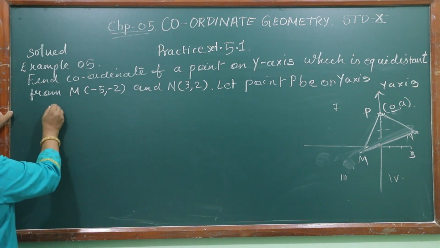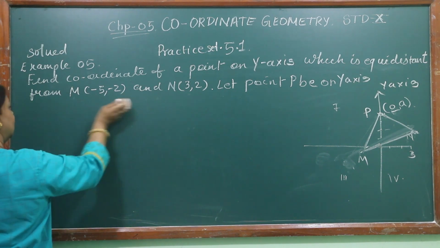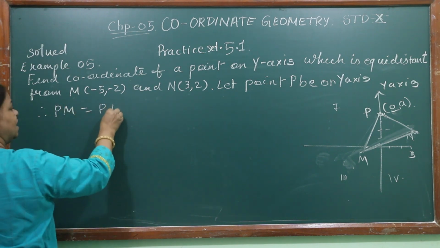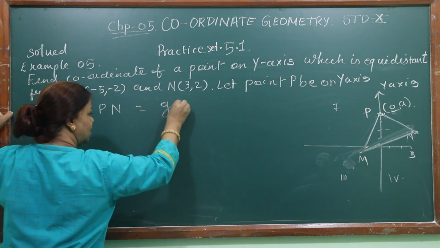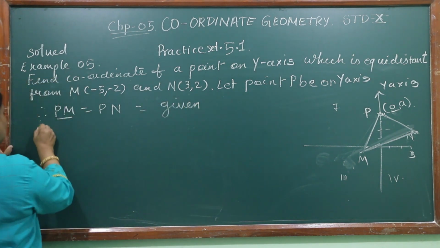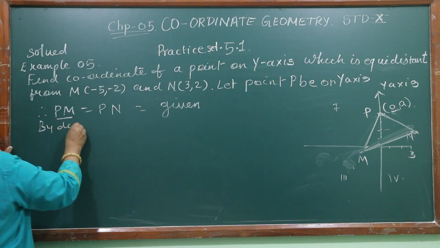Point P is at equal distance from M and N. It is given. Therefore, PM is equal to PN. We can say it is given. And how do we get PM? By distance formula.